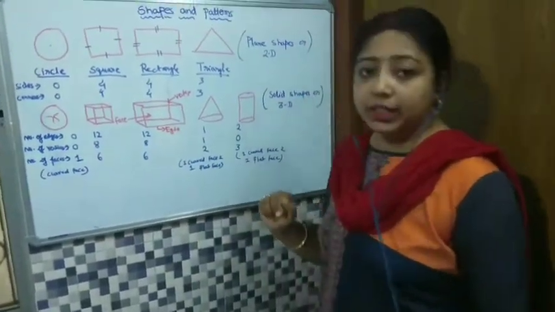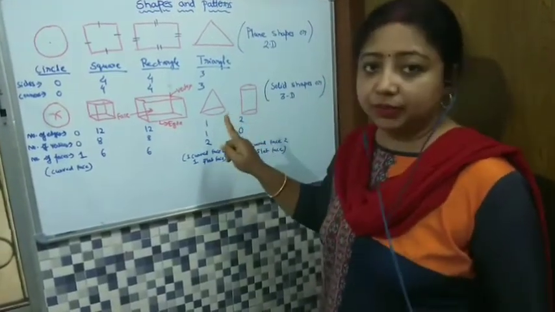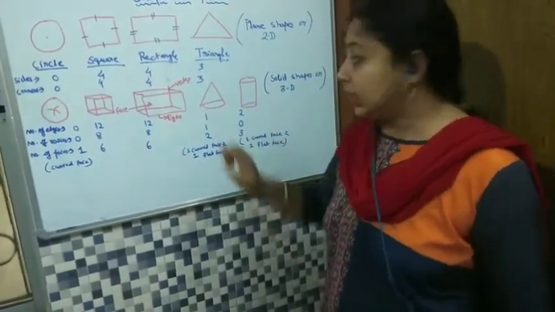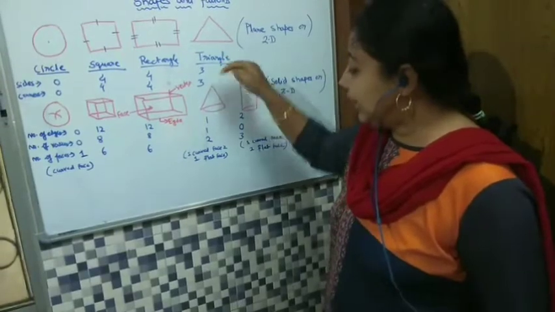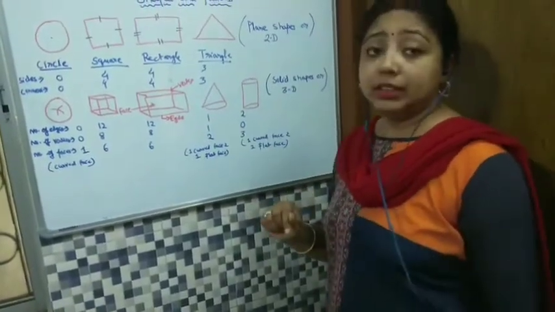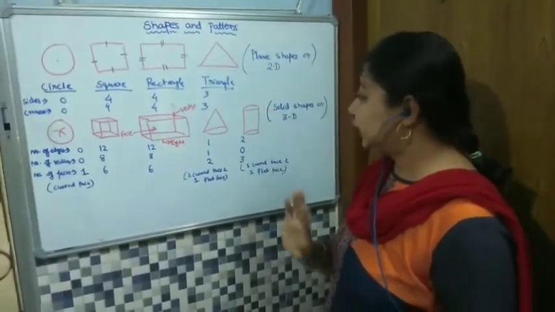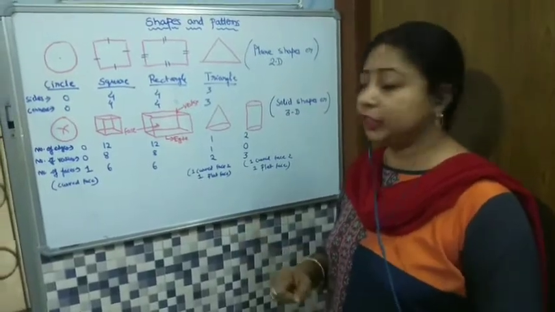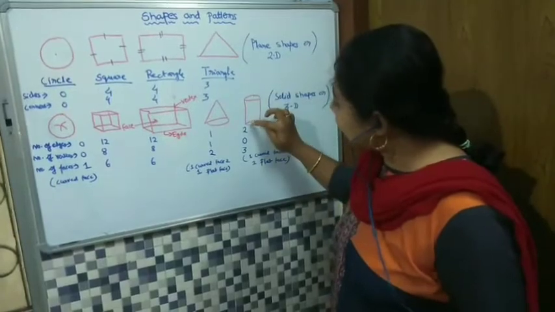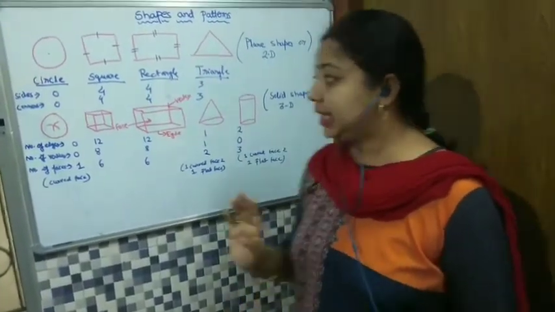Now, come to a cone. In a cone how many edges? Only one edge. And how many vertices? One vertex. And how many faces? 2 faces. This one is the curved face, another one is the flat face. So, 2 faces. Now comes the cylinder. In a cylinder there are 2 edges, there are no vertices because the points do not join, and there are 3 faces. How 3 faces? This is one flat face, this is another flat face. So, 2 flat faces and one curved face. So, 3 faces.